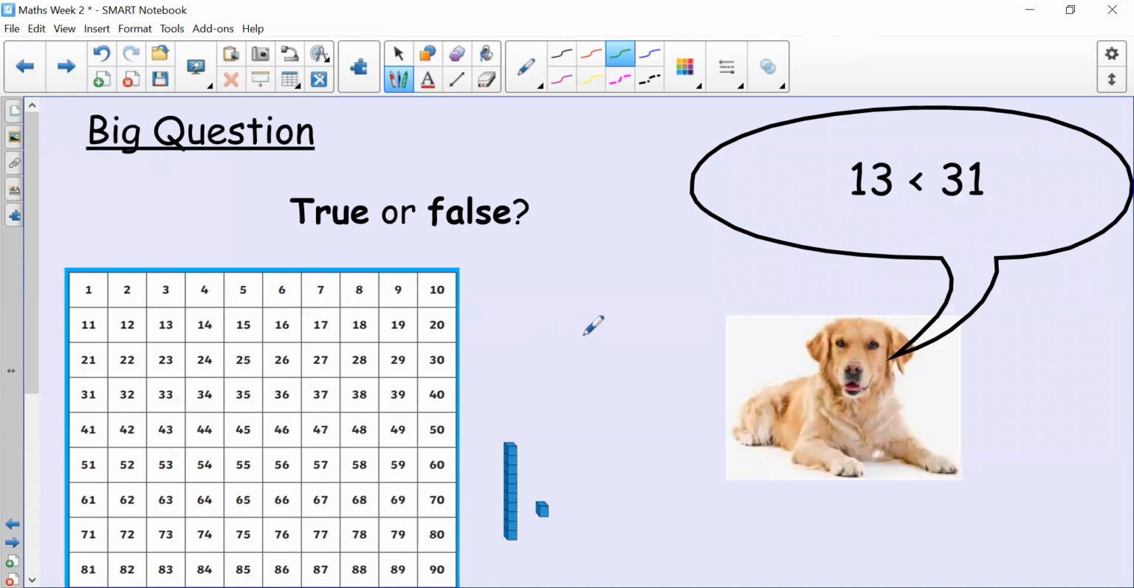Okay, so we're back to a true or false question today from Stevie. So Stevie says 13 is less than 31. Is that true or false? Pause the screen to work it out.